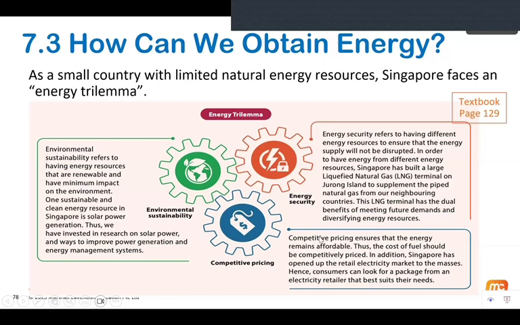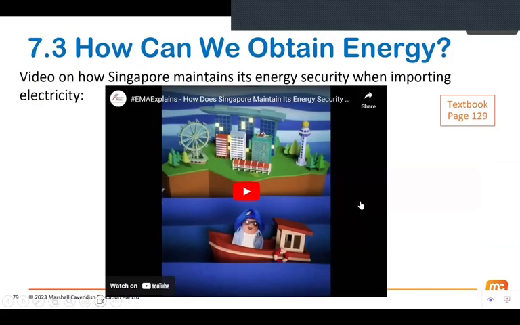There's energy security as well as pricing. Okay, there can be ways to produce electricity and ensure energy security, but if it comes with a very high price because maybe the technology is not there, you need a very high technology to extract the energy, so the cost of electricity will rise, and we want to keep the cost of electricity low. Okay, so that everyone in Singapore can afford electricity. Okay, so you may watch the video yourself.